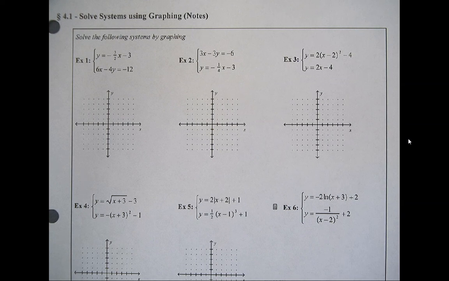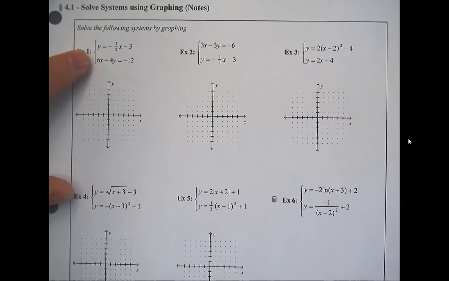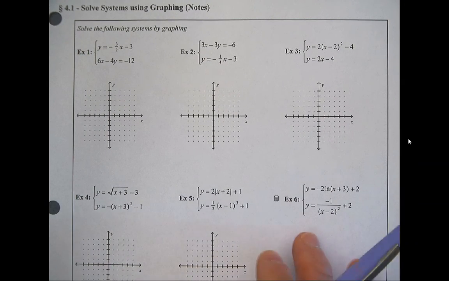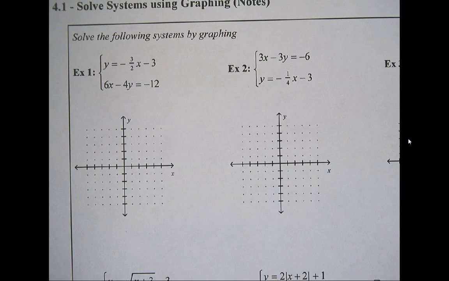So let's do it. We have two different forms here. We have slope-intercept form and we have standard form. So we're going to do a quick review of how to graph each one of these. So slope-intercept form, you start with the slope.